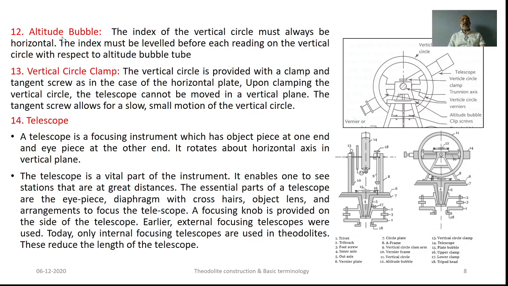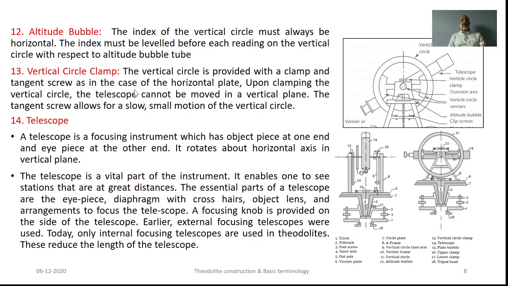There is a provision of the altitude bubble tube in order to ensure the horizontality of the telescope. So whenever we wish to measure the vertical angle, the index must be leveled before taking each reading. This particular vertical circle can be clamped by making use of the vertical circle clamp. The vertical circle is provided with the clamp and tangent screws as in the case of the horizontal plane.